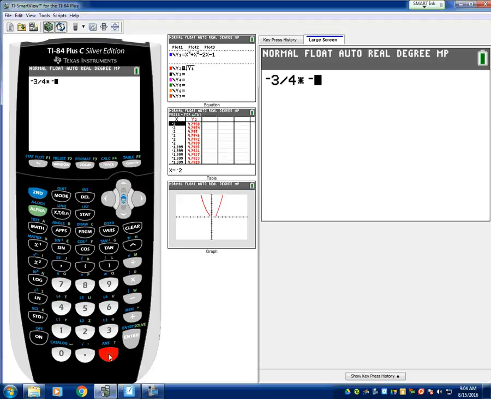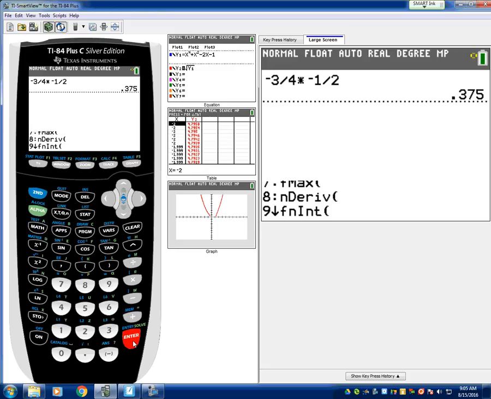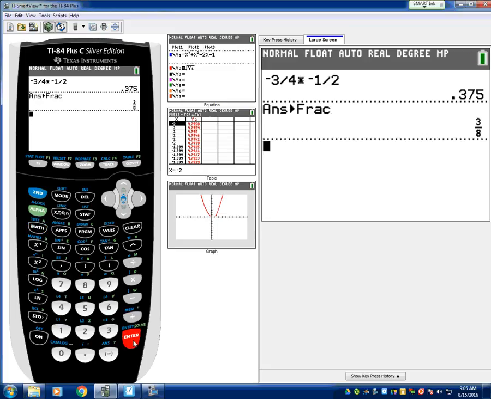So we have negative 1 divided by 2. Once again, you will hit the ABC button on your calculator to do that. And it will give me a decimal value. And then if I want to change my decimal, I'm going to change it to a fraction, and you'll see that I get 3/8 as my answer.